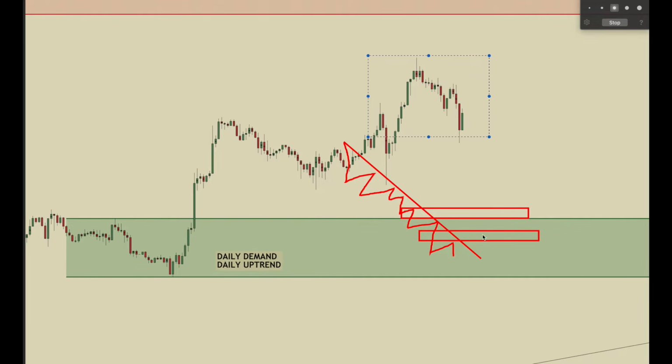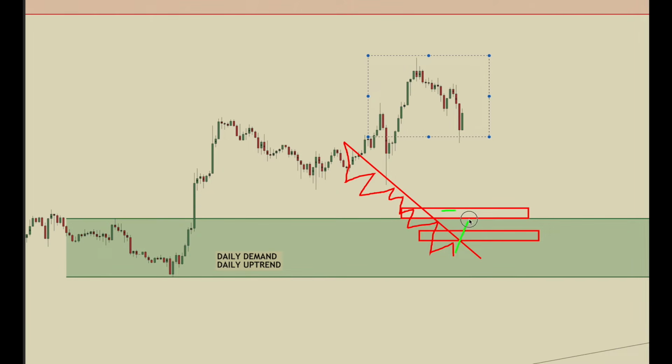So what we're going to be looking for is basically the removal of supply zones. We have one here. I don't know why my drawing's not going. So we have one here, and then one up here as well. What we want to see is at least 2 supply zones being removed, or a supply zone and this downward trend line.